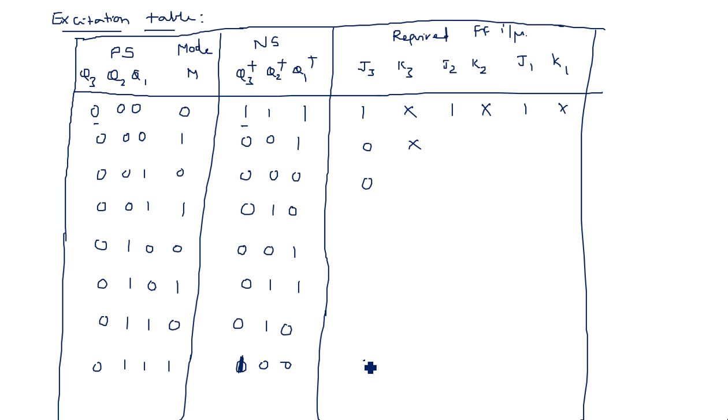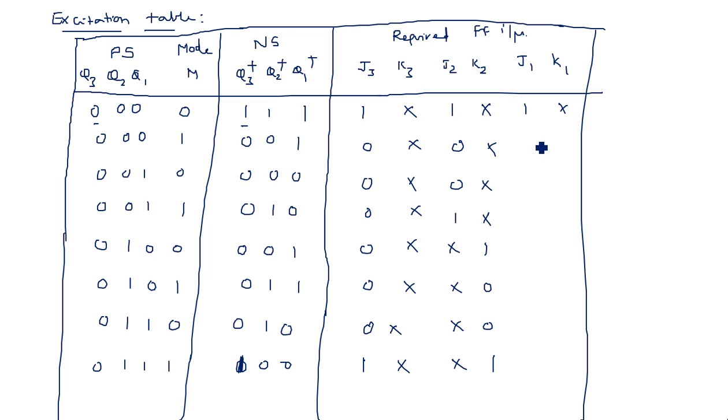Up to 100, it is 1x, 0x, 0x, 0x, 0x, and here it is 0x, 0x, 1x, x1, x0, x0, and it is x1. Again 1x, x1, x1, 1x, 1x. Again x1, x1.